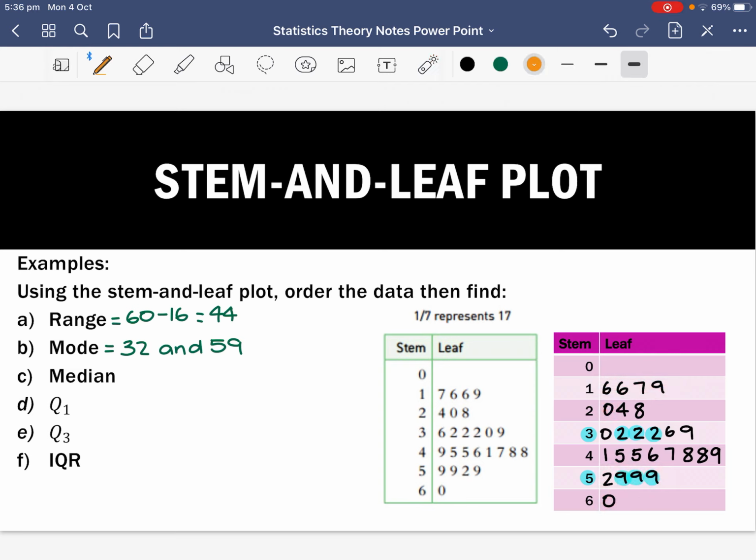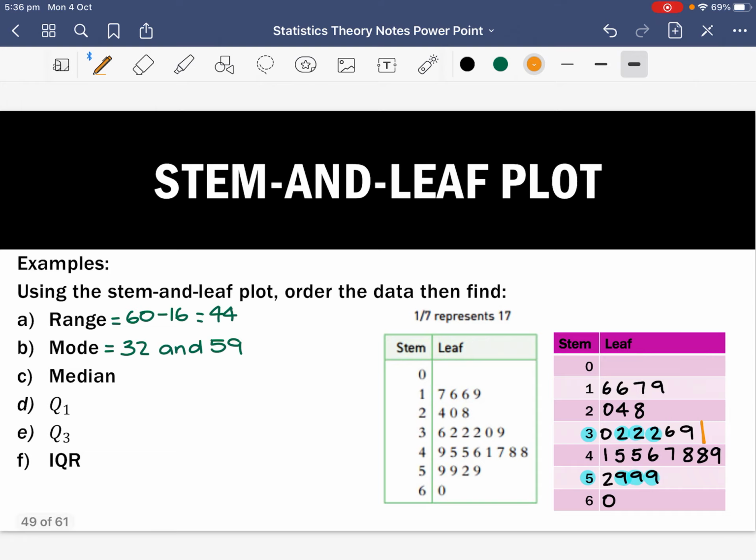Hang on, I'll do this using a color. So 1, 2, 3, 4, 5, 1, 2, 3, 4, 5. Then 6, 6, 7, 7, 8, 8, 9, 9, 10, 10, 11, 11, 12, 12, 13, 13. So that means our median is going to be in between the scores 39 and 41. So our median is going to be here, in between 39 and 41.